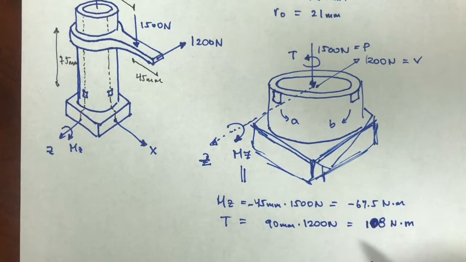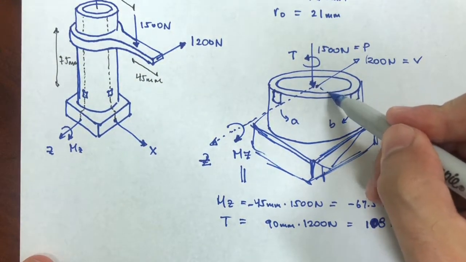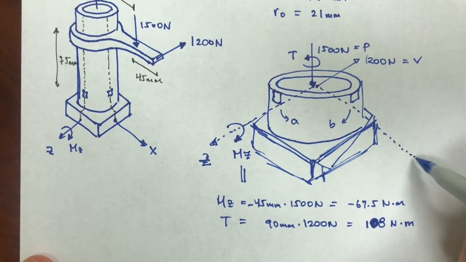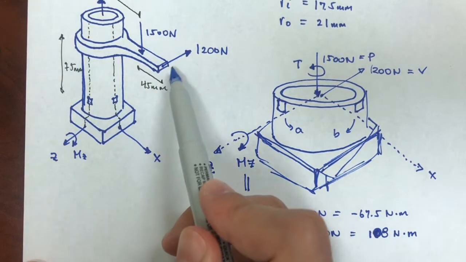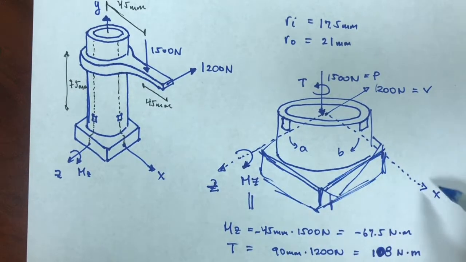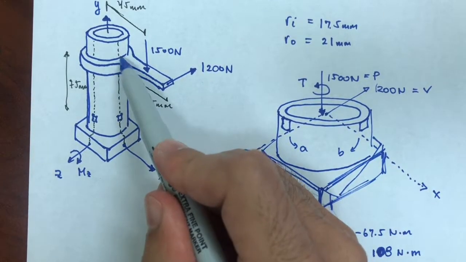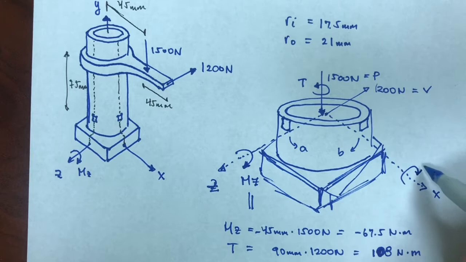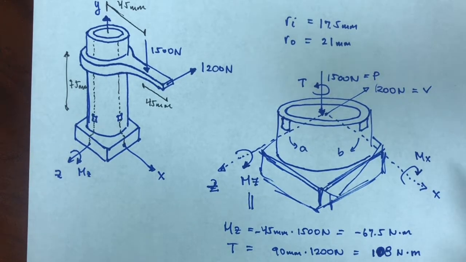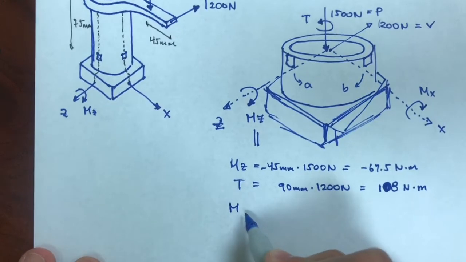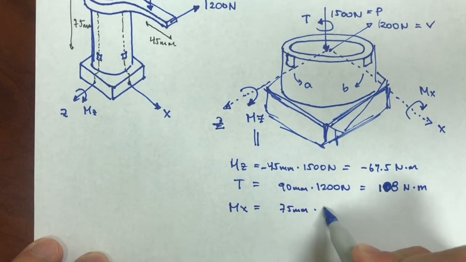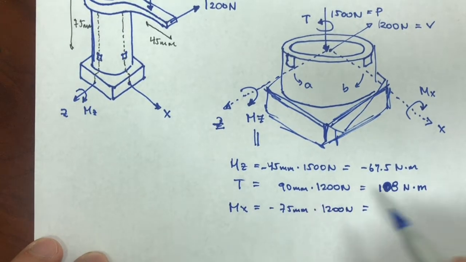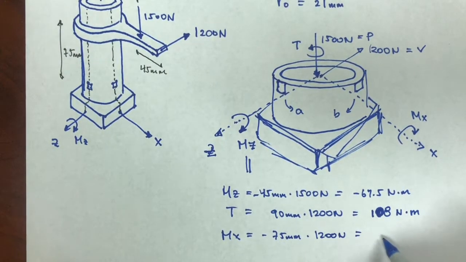Okay. And finally, there's a moment in the X direction due to the 75 times 1200 load. So if I'm looking at it from, if I go up and to the right, this is generating a negative moment about the x-axis, and I would just call that m sub x. So distance 75 millimeters times a force of 1200 newtons, and again negative because it would be clockwise, and this would be minus 90 Newton meters.